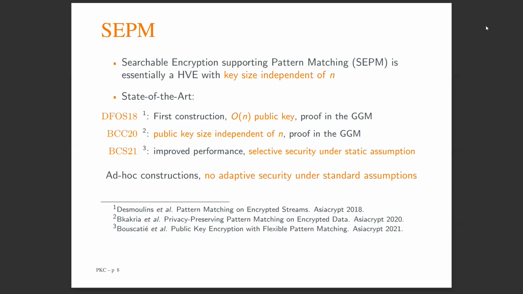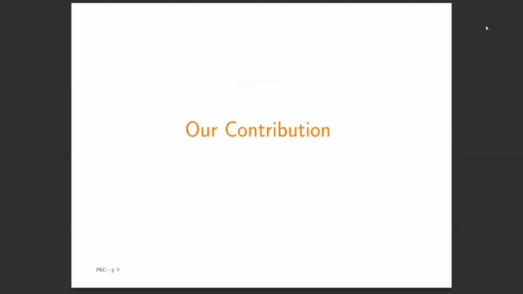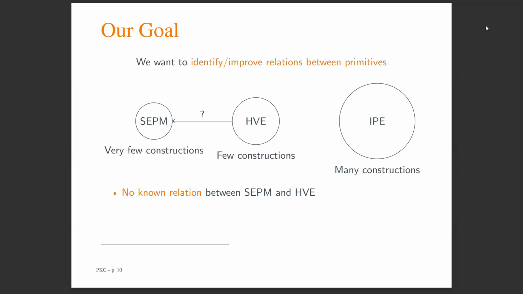And there are only very few constructions that have been proposed, and they are rather complex. And in particular, they also do not achieve some important security properties, such as adaptive security. So in our paper, what we want to do is not to propose a new construction of SCPM, but rather we want to highlight some relation between SCPM and more popular cryptographic primitives. More specifically, what we will do in the first step is we will show a generic transformation from any hidden vector encryption to SCPM.